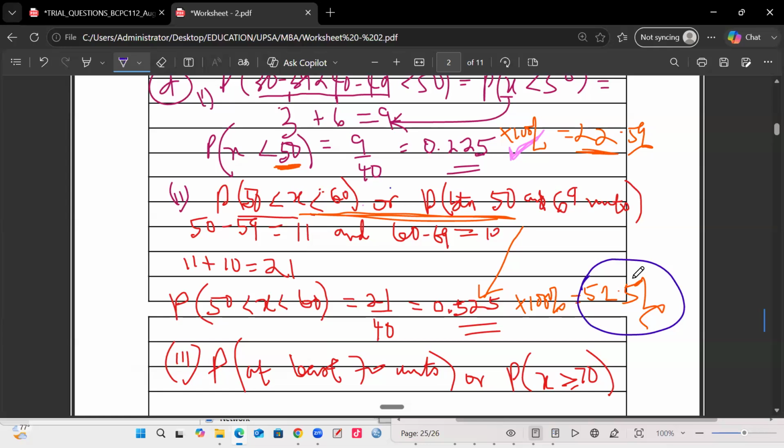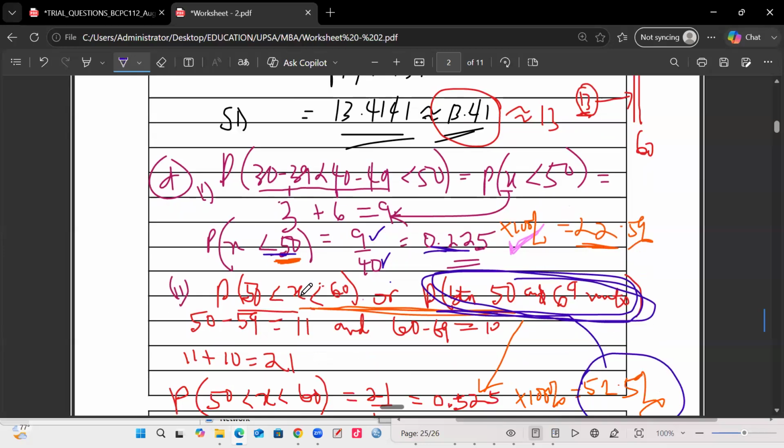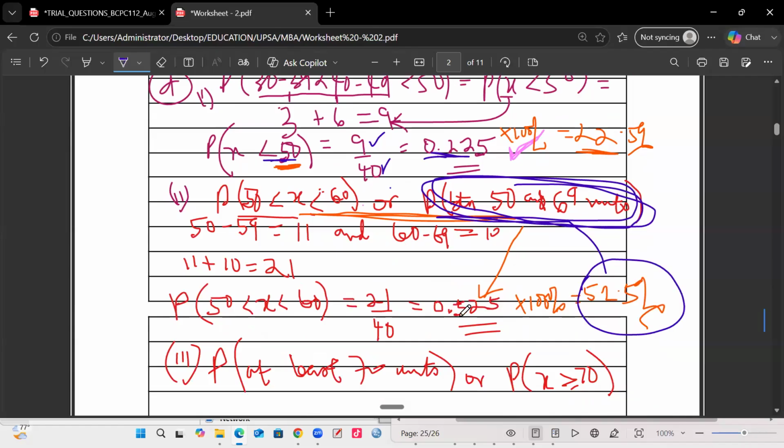52.5% of the workers performed or produced between what? Between 50 and 60 units. Is that not it? Yes. That's it. So here, 22.5% of the workers, it's about the workers. Because this 9 is workers, this 40 is workers, so the final figure is also workers. Then we've changed it to percentage. So 22.5% of workers produced below what? 50 units. Then 52.5% of the workers produced between what? 50 and 60 units. Are you good? Yes.